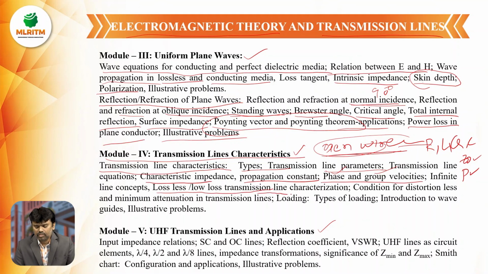That is also discussed in the fourth module. What are the conditions to get the distortionless line and minimum attenuation? The condition is nothing but R by L is equal to G by C. How this condition is used to get the distortionless line or minimum attenuation, that we'll learn in the fourth module.